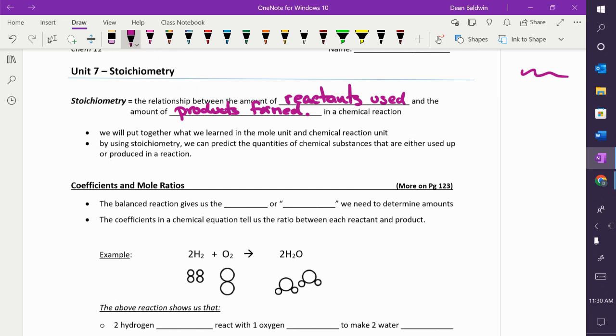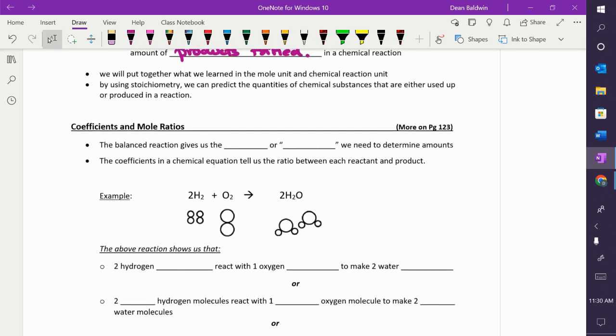It's going to relate everything we did in the mole unit and what we did in chemical equations, because you have to be able to balance the chemical equation. You can't do stoichiometry unless you have a balanced equation and you know what the products are.